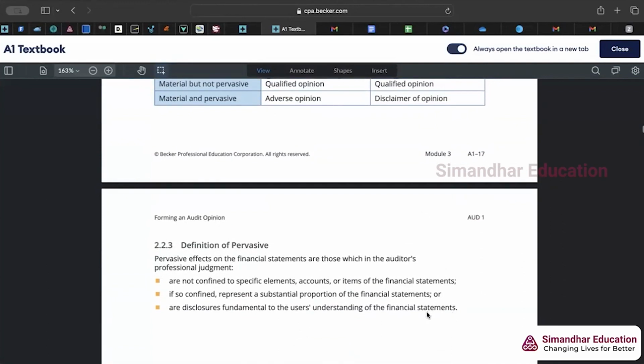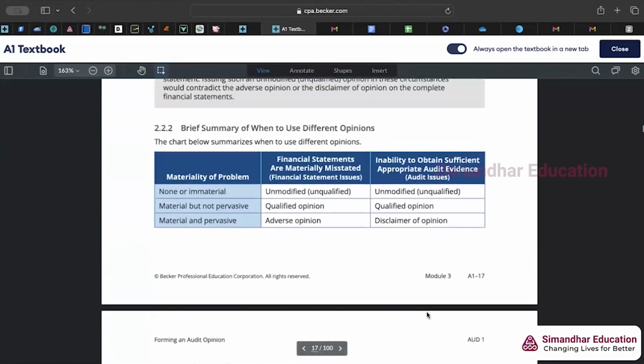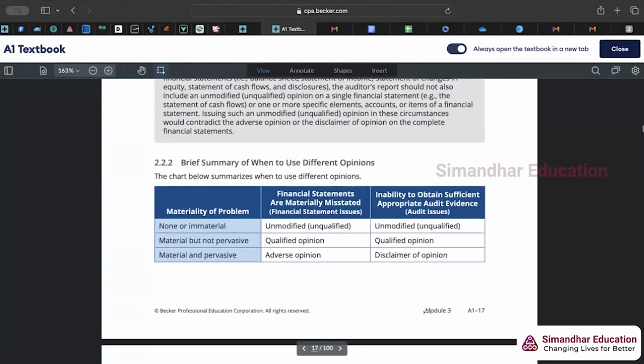Okay. Now, if there are issues with GAAP and auditing standards, very good. I'm not sure who asked me this question, but very, very good question. I was waiting for one student to at least ask, what if we have both issues?